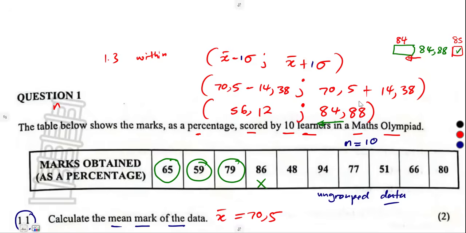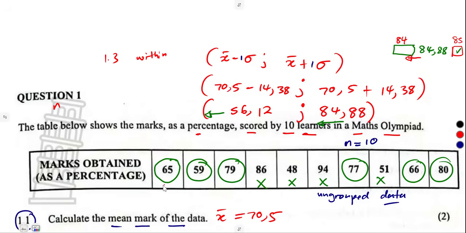But if they say those marks which are outside of this, we're going to take this one. But they say within. This one is outside. All right, 48. 48 is less than 56. It is outside again, so you cannot take this. 94 is greater than 84. We cannot take this. It's outside. 77, it is within. All right. 51, it is outside. It is less than this, so it is outside this one. 66 is within. 80 is also within. So these are the ones that are within.